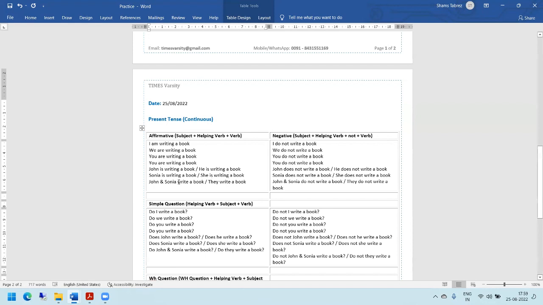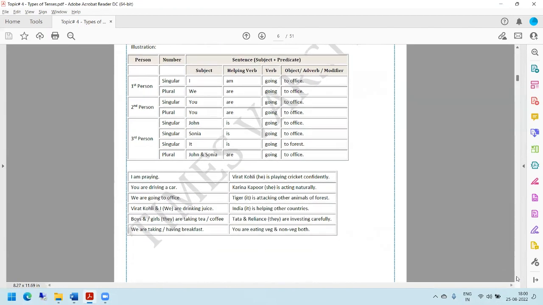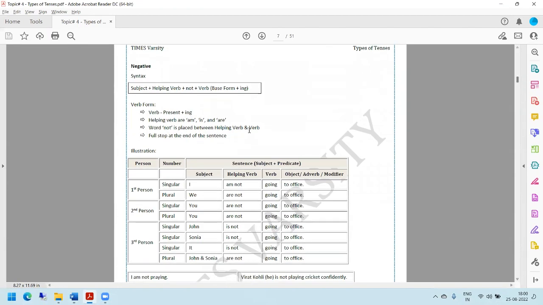What about John and Sonia? John and Sonia are writing a book, and similarly, they are writing a book. All right. So this is called an affirmative sentence in present tense continuous with this syntax. Okay. Now, what about negative? Let's discuss negative.